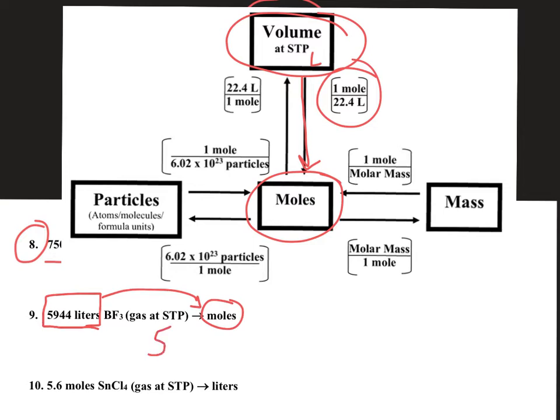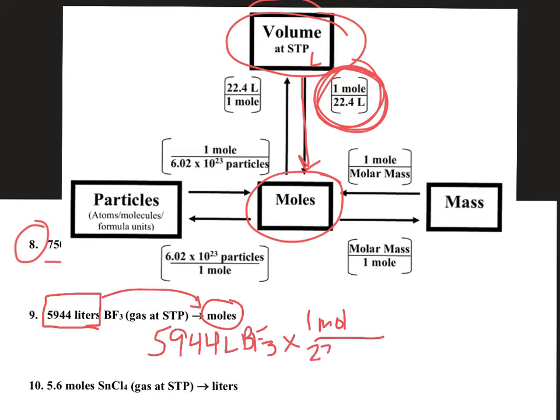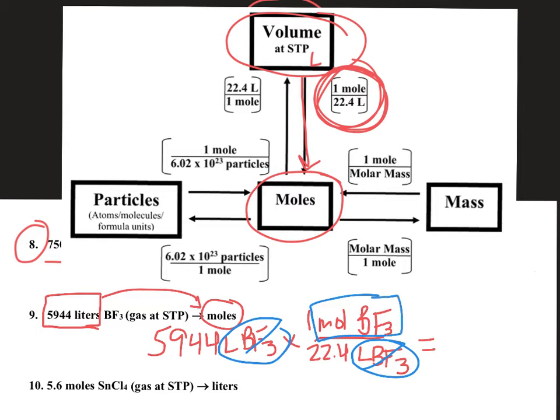So to do that, let's write down what we're given and starting with. So we're given 5,944 liters of BF3. We then want to multiply and draw the line to use this conversion factor, which tells us to put 1 mole on top for every 22.4 liters on the bottom. Now notice I'm going to put BF3 on top and bottom because that is the compound we are currently talking about. Now that I have that, let me make sure that my units cancel out. I've got liters of BF3 in the numerator and the denominator, so those cancel out. So I'm left with units of moles of BF3.